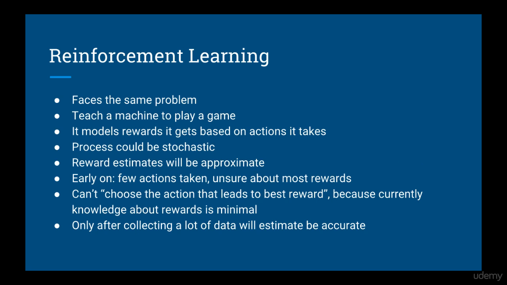Furthermore, in certain games, it's not computationally feasible to try every possible action in every possible state, so your reward estimate is only approximate. Early on, when you haven't taken too many actions yet, you'll know almost nothing about the reward structure. So you can't really choose the action that has given you the best reward so far, because your knowledge about what actions lead to what rewards is minimal. Only after you collect a lot of data can you be more certain that your estimation of reward is accurate.